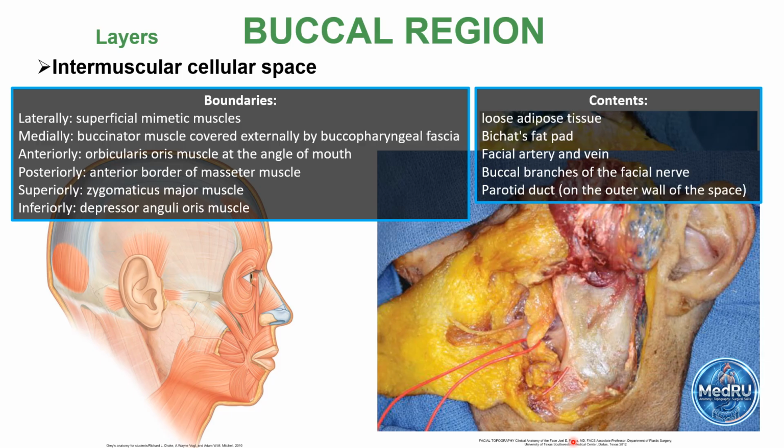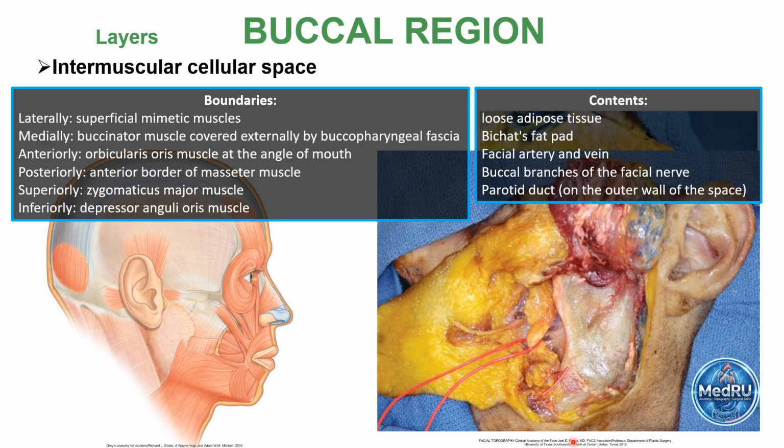The facial artery and vein, vena facialis, and their branches pass through or close to this layer. Important: in purulent processes, there is a risk of facial vein thrombosis. The buccal branches of the facial nerve, which innervate the facial muscles, also pass here. They must be preserved during surgical approaches.